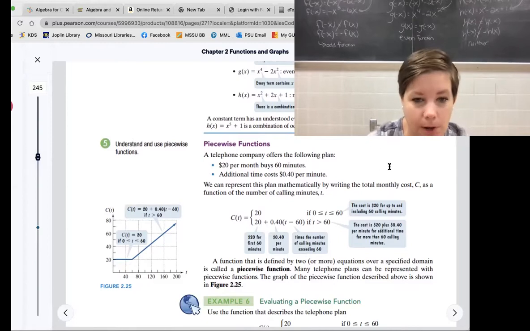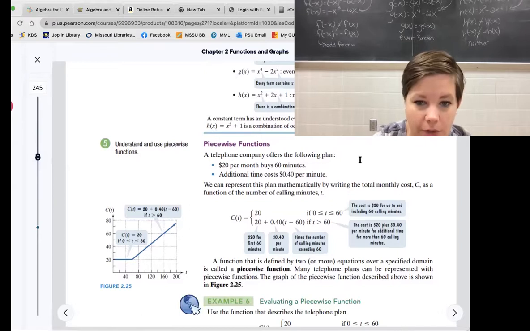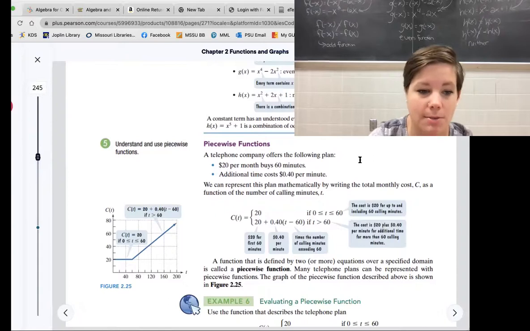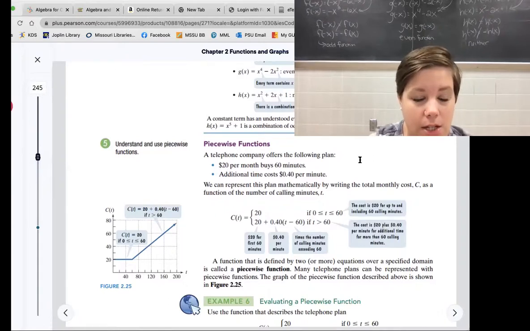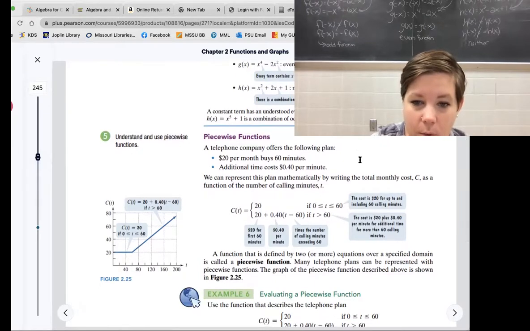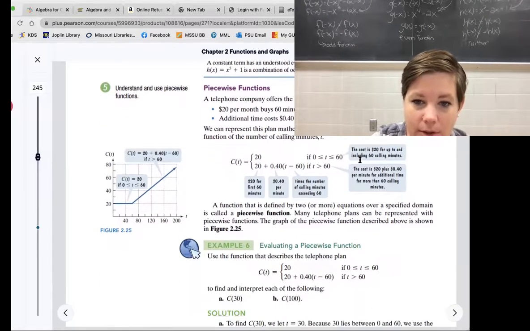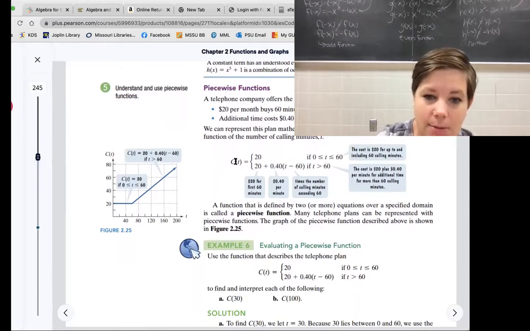So here is a word problem that's a piecewise function. It says a telephone company offers the following plan. It's $20 per month, which buys you 60 minutes of talk time. Then you can have additional talk time for 40 cents per minute. We can write that as a piecewise equation, where the total monthly cost is C, and T is the amount of time we're spending. So it's two different equations, but it's for the same function.